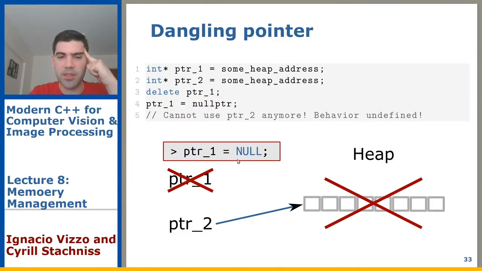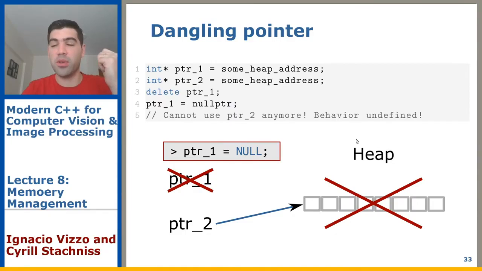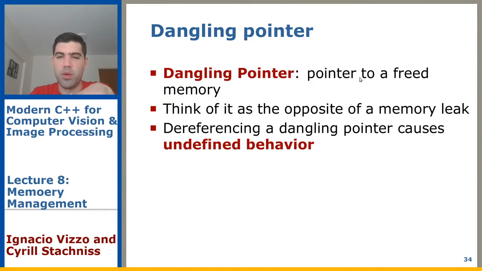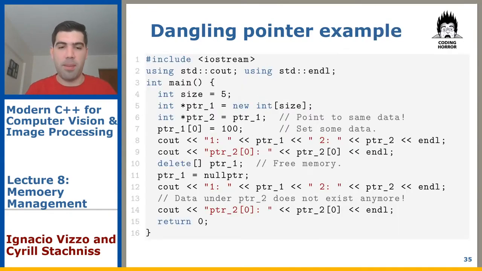so once you delete this memory, then this is free, and then you cannot use pointer 2 anymore because the behavior is undefined. So you're pointing to a memory address that you don't own. So you have no idea what could happen with this. So this is basically when you point to free memory, and this is actually like the opposite of a memory leak. And dereferencing a dangling pointer will cause undefined behavior. So you don't know what to expect, so no one can tell you how your program will behave when this happens. So here's an example of the dangling pointer. Again, just try it. I will not go through it because it's super easy.